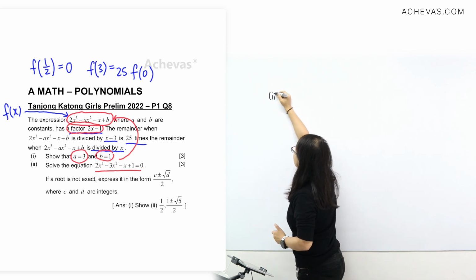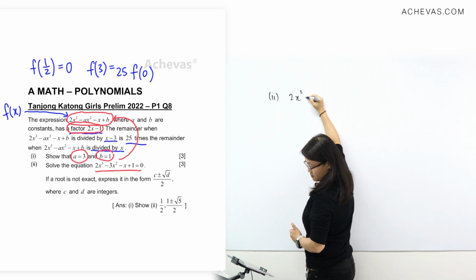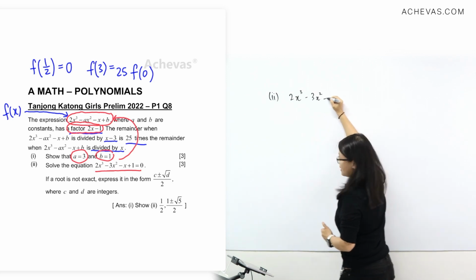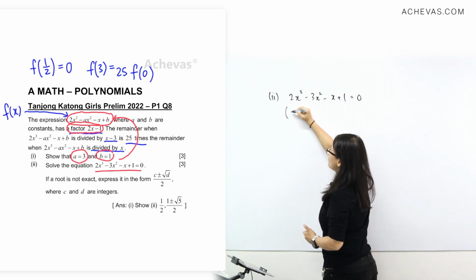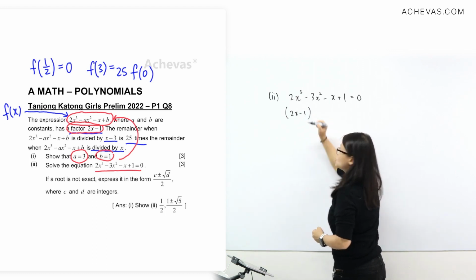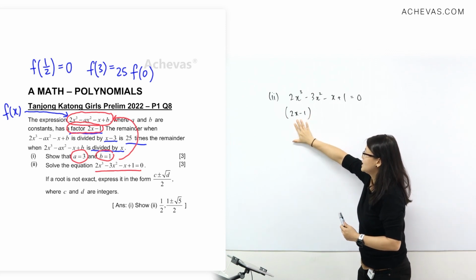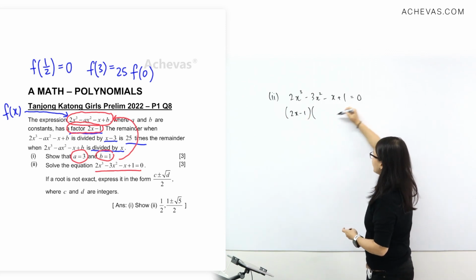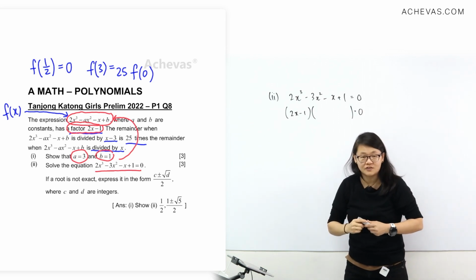For part 2, let me write down the cubic equation, 2x cubed minus 3x squared minus x plus 1 equal to 0. I will start with factorizing. So this is cubic. I factorize linear factor 2x minus 1. A cubic expression can be factorized into a linear factor and a quadratic factor. So I put a big bracket here. I'm going to use factorization.